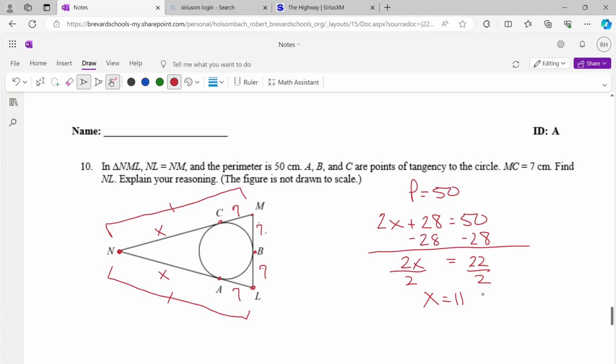But that wasn't the question. The question was to find NL. All right, well, NL is equal to 7 plus x. So NL is equal to 11 plus 7, which is 18.